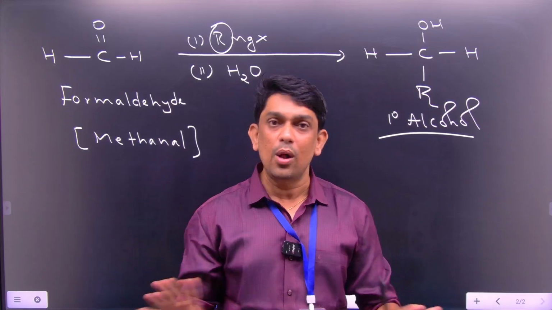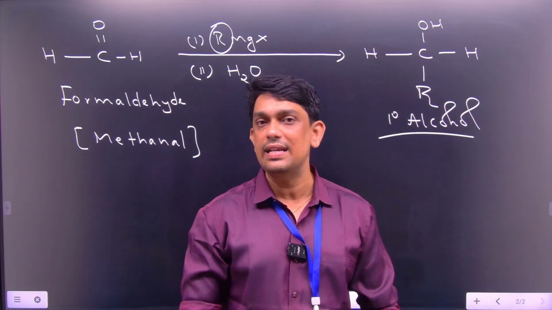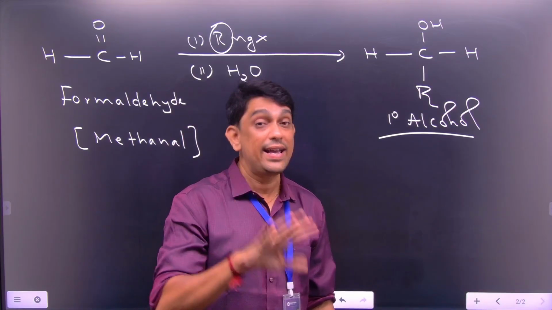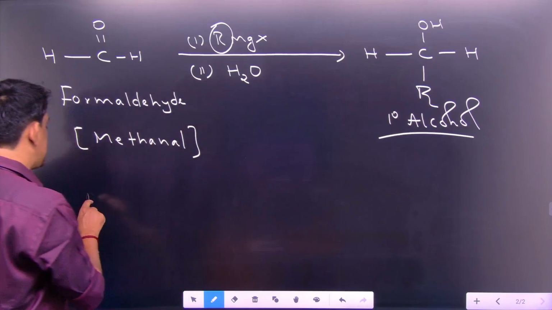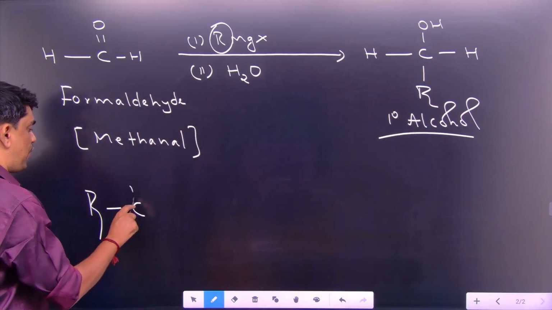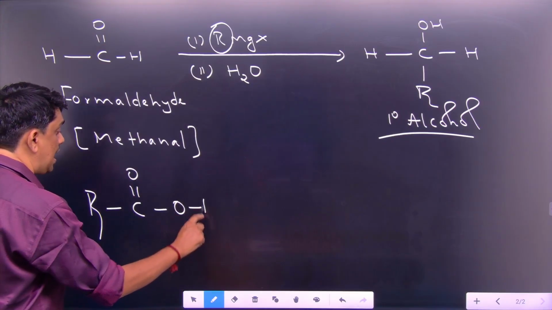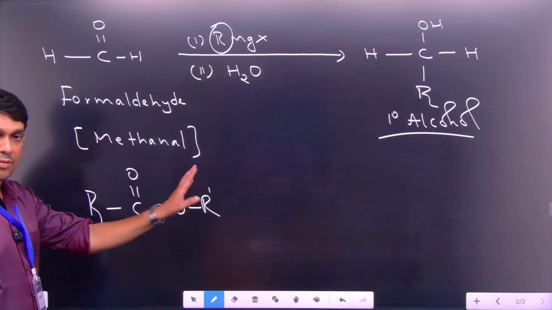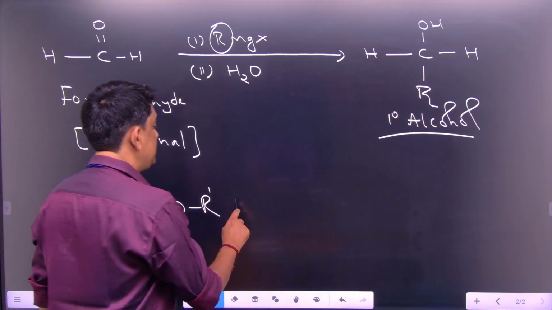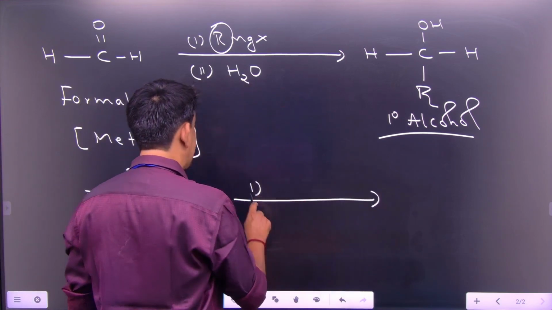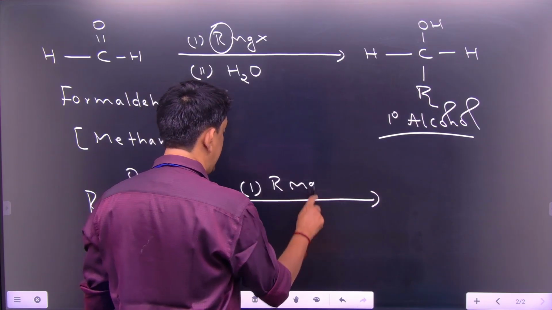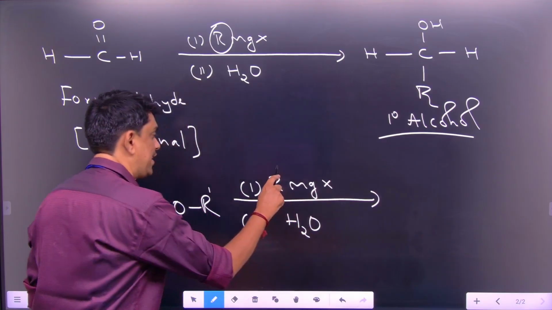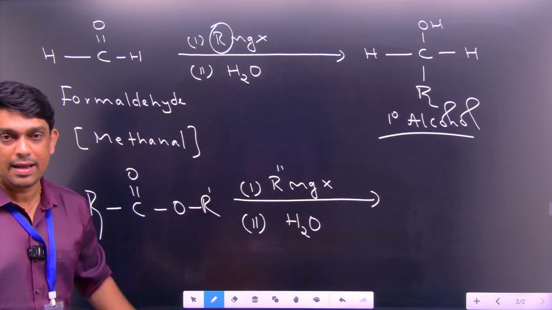So the only aldehyde which upon reaction with Grignard reagent followed by hydrolysis gives a primary alcohol product is formaldehyde. Rest all the aldehydes will give you the secondary alcohol product, and this trick even works for ester. So everybody just write up the ester general formula. We all know ester is RCOOR. For identification purpose, let me take it as R dash. Let me make it react with Grignard reagent followed by hydrolysis. For identification purpose, let me take that as R double dash.